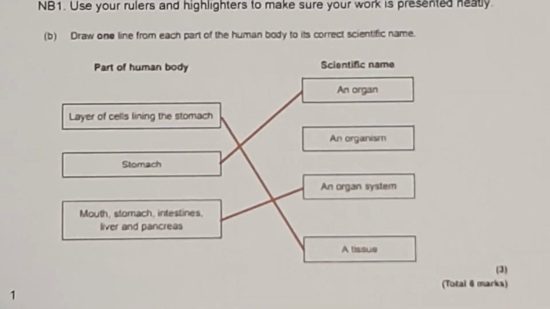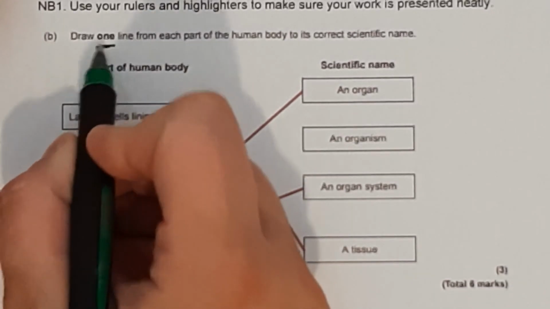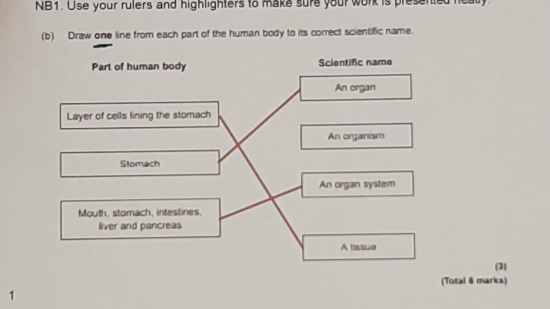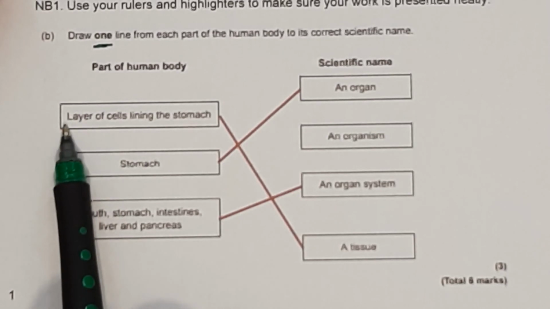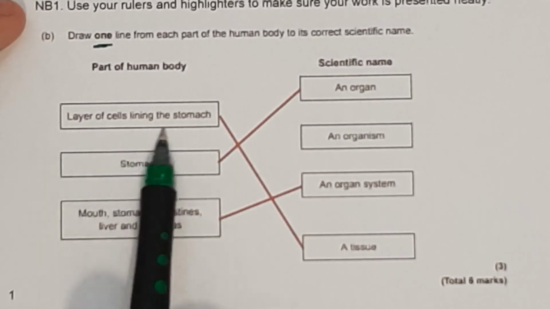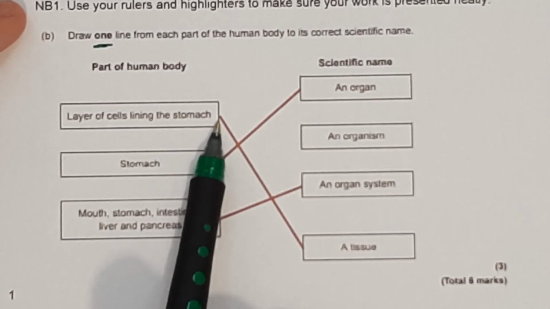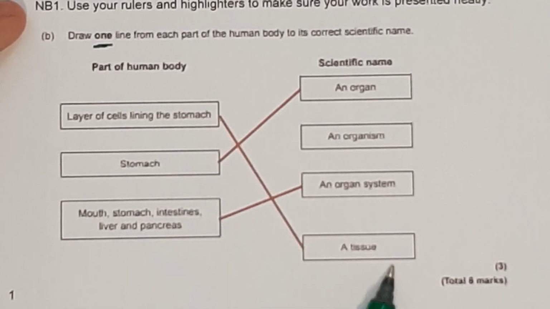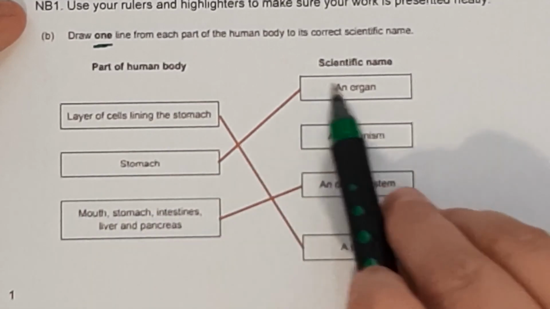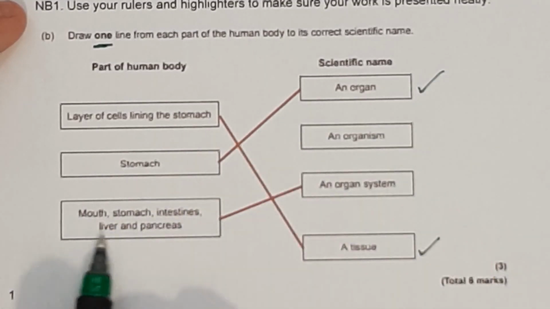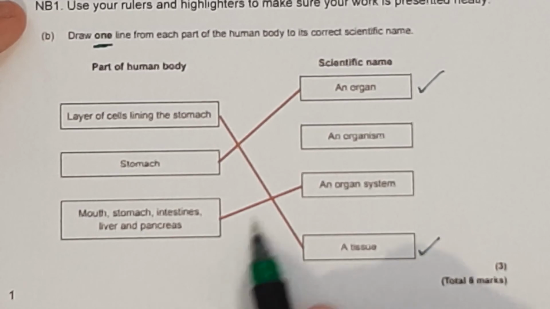Draw 1 line from each part of the human body to the correct scientific name. Now, 1 line was in bold. Believe it or not, sometimes people do draw more than one line. Please don't do that because you will lose marks. From the parts of the human body, the layer of cells lining the stomach is a tissue. So give yourself a mark if you got that correct. The stomach is an organ. And the mouth, stomach, intestines, liver and pancreas is an organ system.